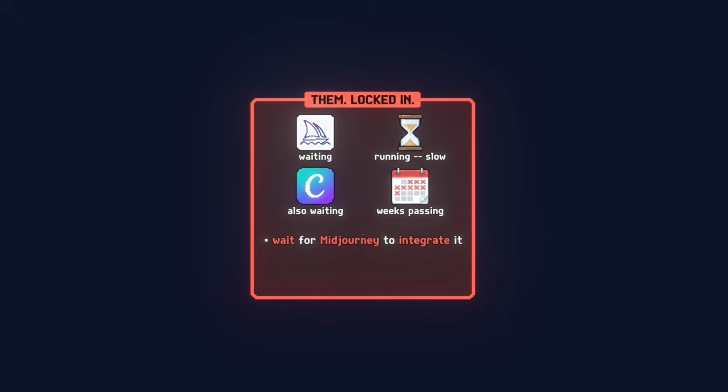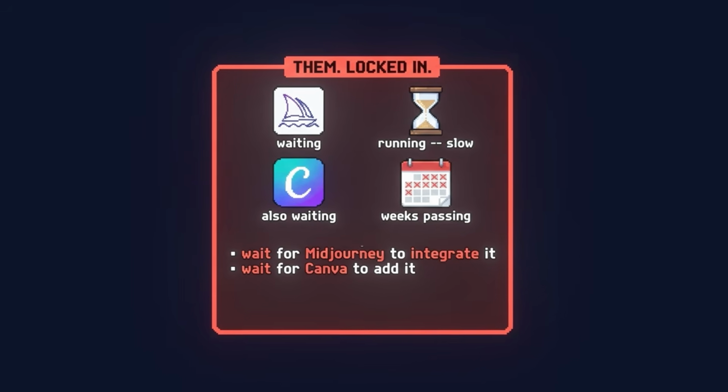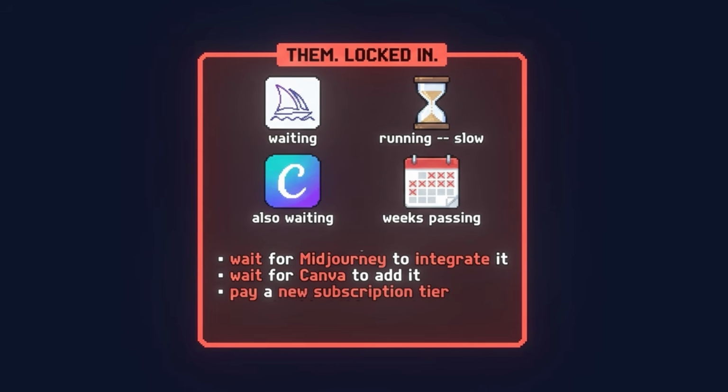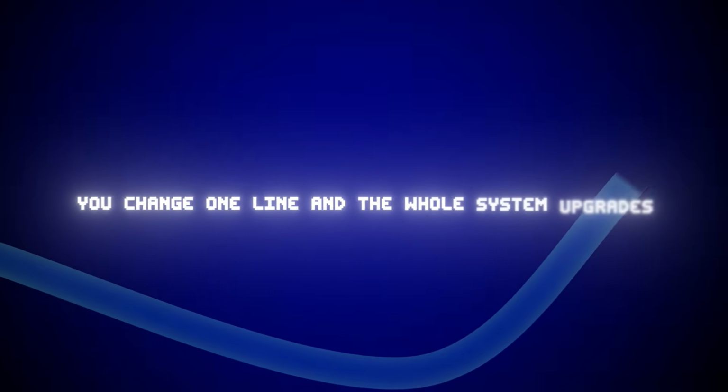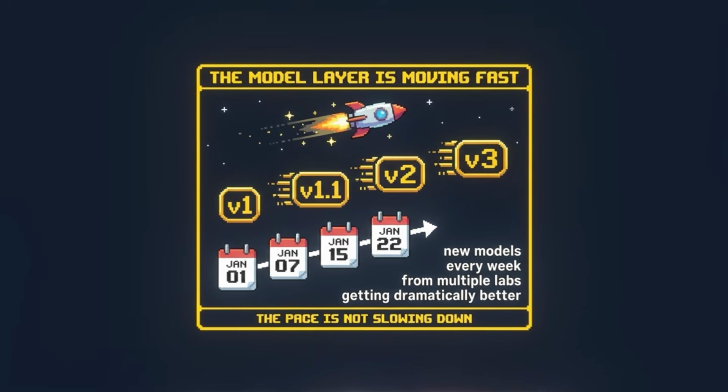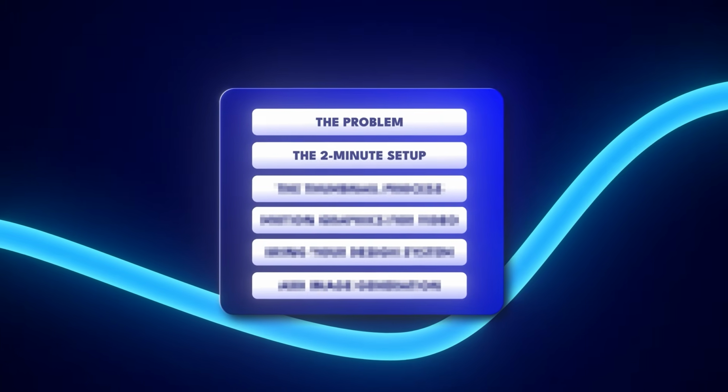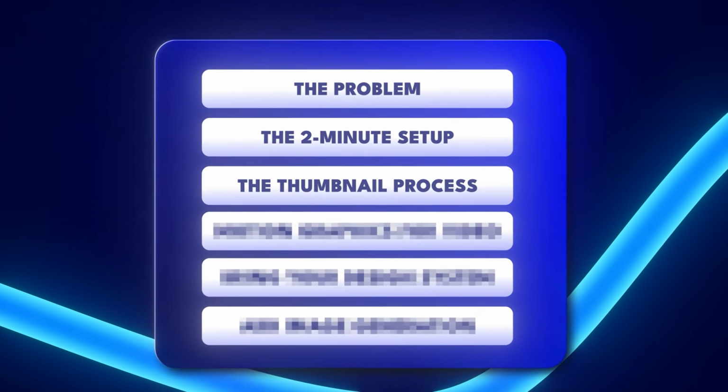No waiting for Midjourney to integrate it. No waiting for Canva to add it. No new subscription. You change one line and the whole system upgrades. That's what vendor lock-in costs you. Not money, but the ability to move fast when the model layer shifts. Now let's start with step 3, the thumbnails process.